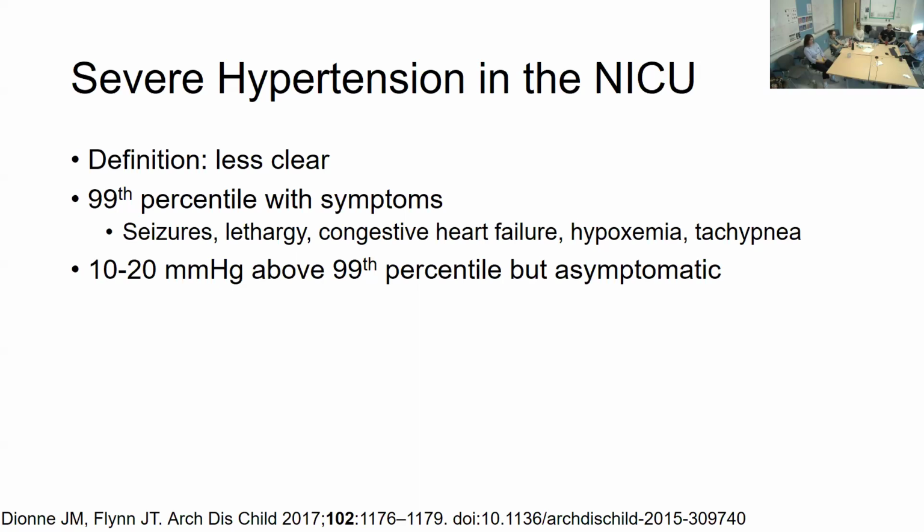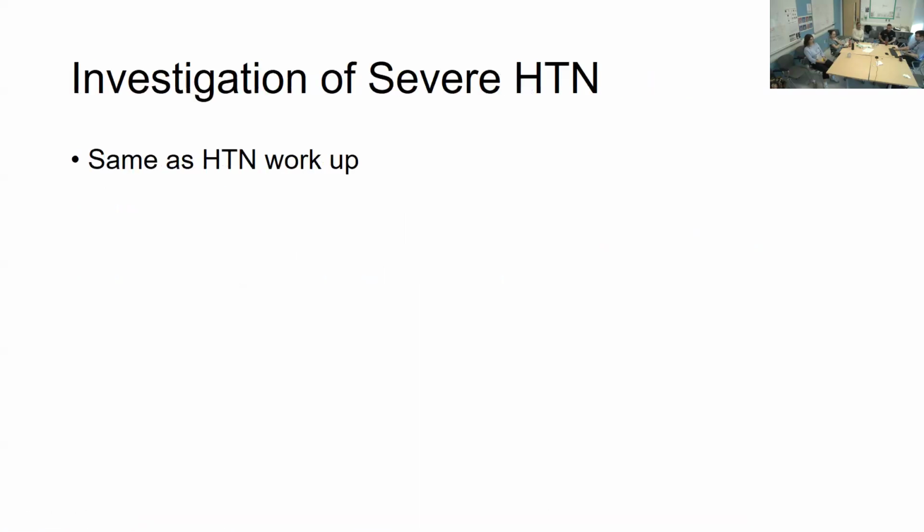In older kids, we have different percentiles, but if they're about 30 millimeters of mercury above their 95th percentile, we'll treat it as severe. Certainly if there are any related symptoms, which can be very nonspecific and difficult to ascertain depending on the clinical situation, that would also constitute severe hypertension. And the general investigations are typically the same.